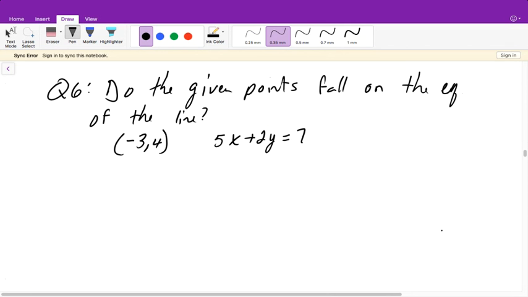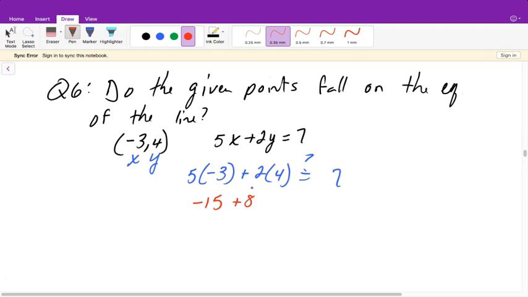Do the given points fall in the equation of a line? We did one like this earlier. We just plug it in. Remember, this is x, this is y. So we're asking ourselves, does 5 times negative 3 plus 2 times 4 equal 7? Well, 5 times negative 3 is negative 15 plus 8. Does this equal 7? Negative 7 does not equal 7. So no, it does not equal. So it does not fall in a line.